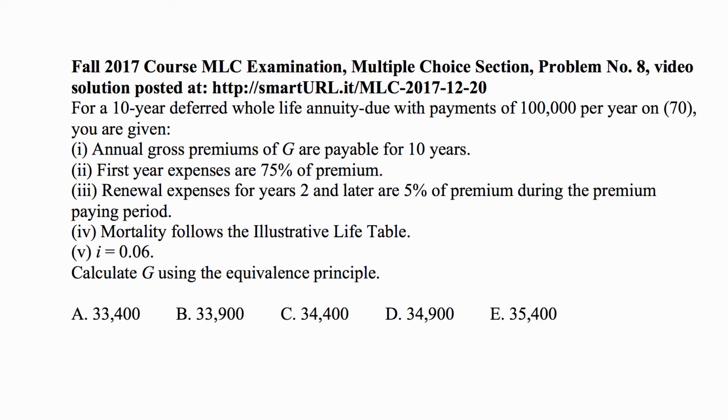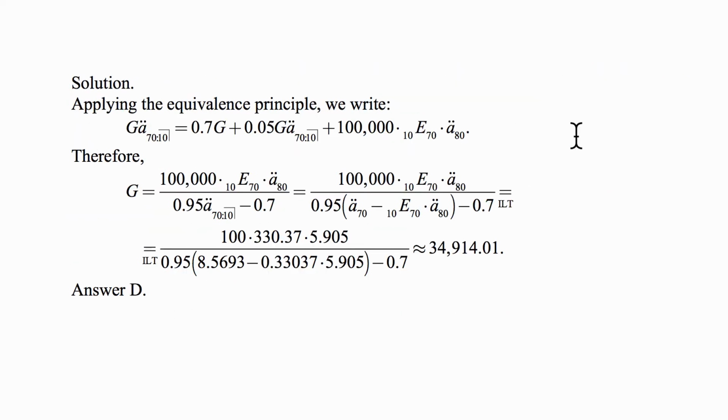First year expenses are 75% of premium. Renewal expenses for years 2 and later are 5% of premium during the premium paying period. Mortality follows the illustrative life table. Interest rate is 6%, which, by the way, is the interest rate used in the illustrative life table, and so that means that you can read the single benefit premiums for life insurance and life annuities and use them in the problem because they assume that interest rate. Calculate G using the equivalence principle.